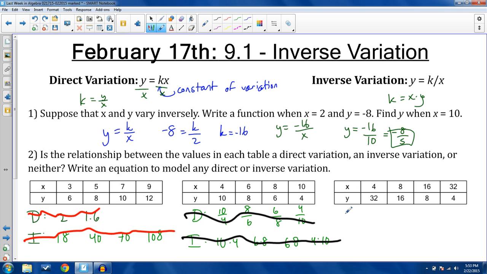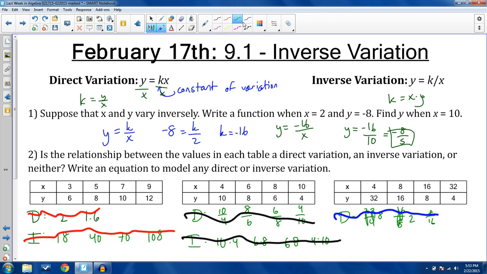How do I say that? Does 32 over 4 equal 16 over 8? Let's see, 32 over 4 is 8, 16 over 8 is 2. Obviously, this is not the case. 8 over 16 is 1/2, etc. This is not direct variation.